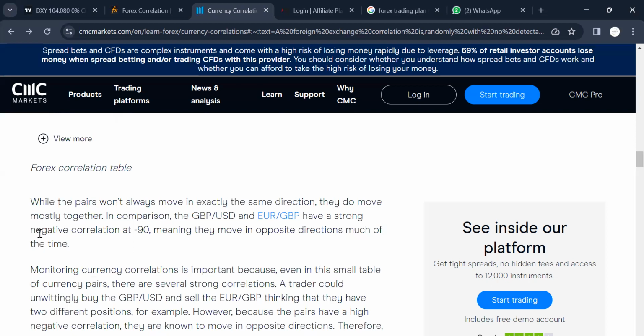Now, while the pairs won't always move in exactly the same direction, they do move mostly together. So you see, I told you one thing: in forex, nothing is 100% with assurance. Nothing. If a mentor or anybody at all says this, please run away. They just want that fame or just want people on board with them. No, I don't do that.